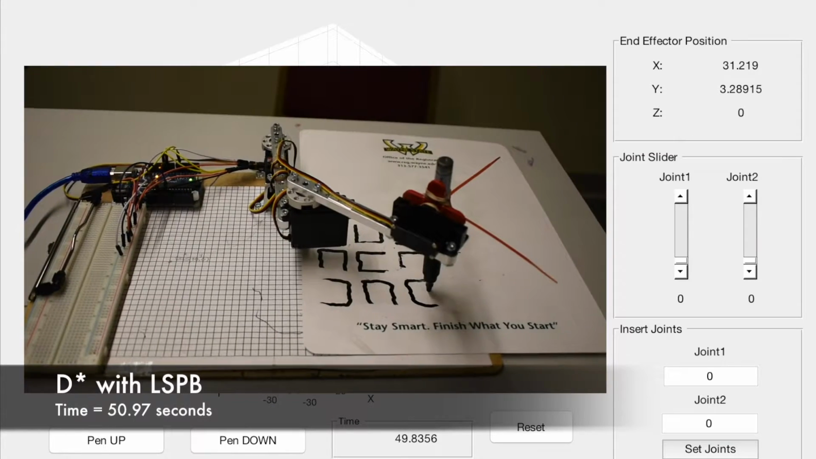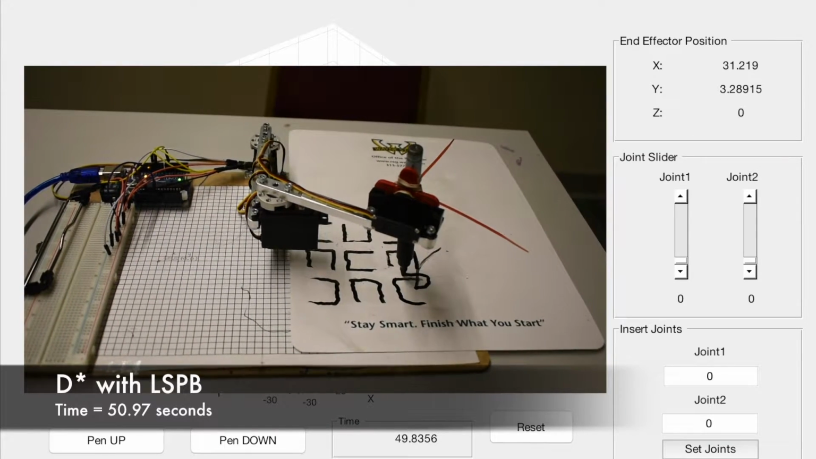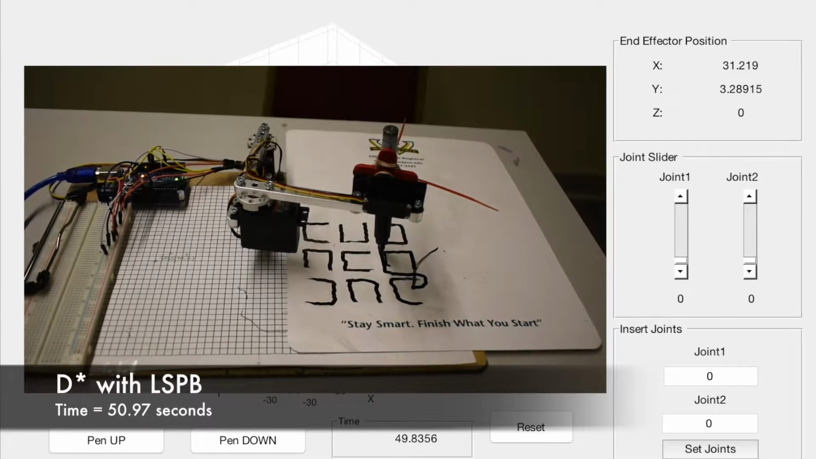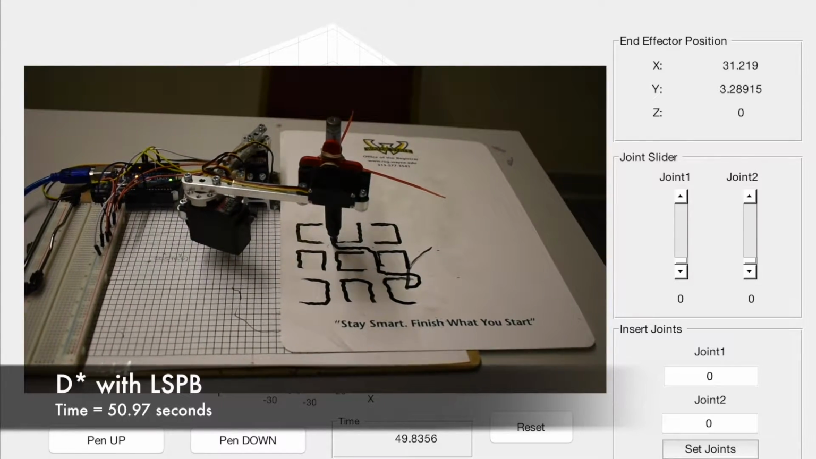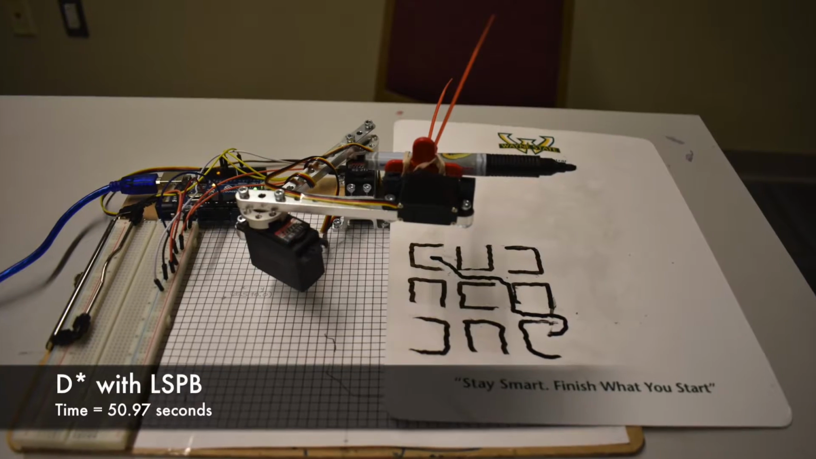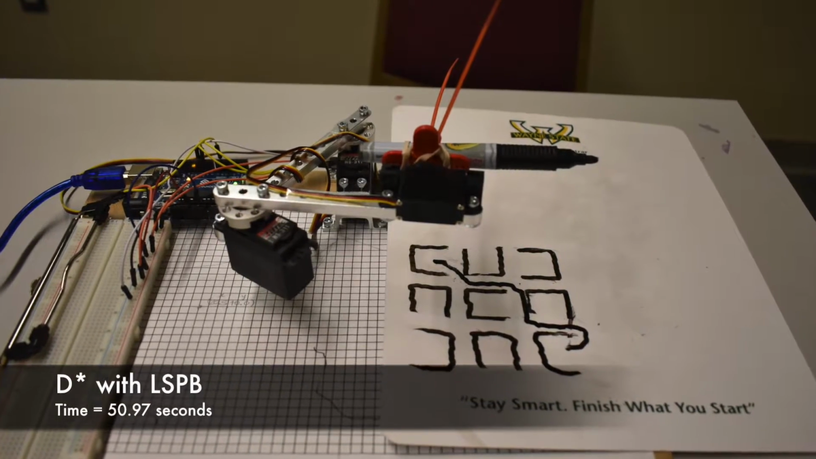lspb uses a trapezoidal velocity profile like ctraj, but the only difference between them is that it does not connect two points using a straight line but uses smoother curves. So it takes about 50.97 seconds to move from position 1 to position 9.